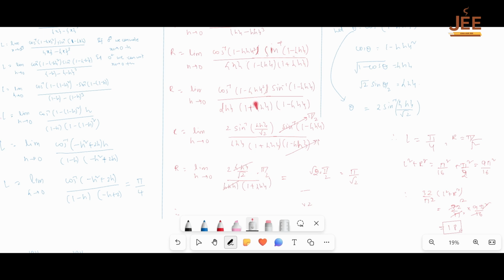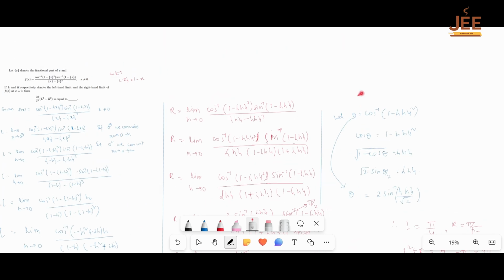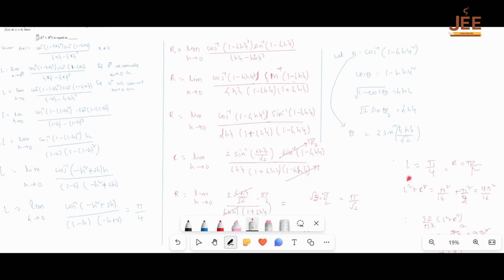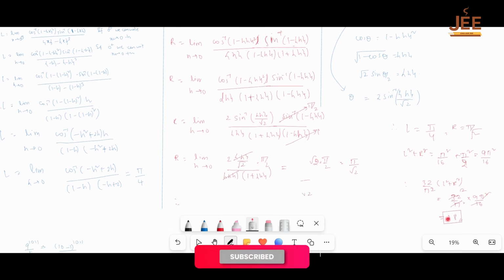Now I can use approximation here, because if we keep 0, I will get the value as 0. So we can approximate sin inverse of h upon root 2 as fractional part of h upon root 2, and the right hand limit value is pi upon root 2. They asked us the value of 32 upon pi square times L square plus R square. If we put the values of L and R in the expression, we'll get the answer as 18.